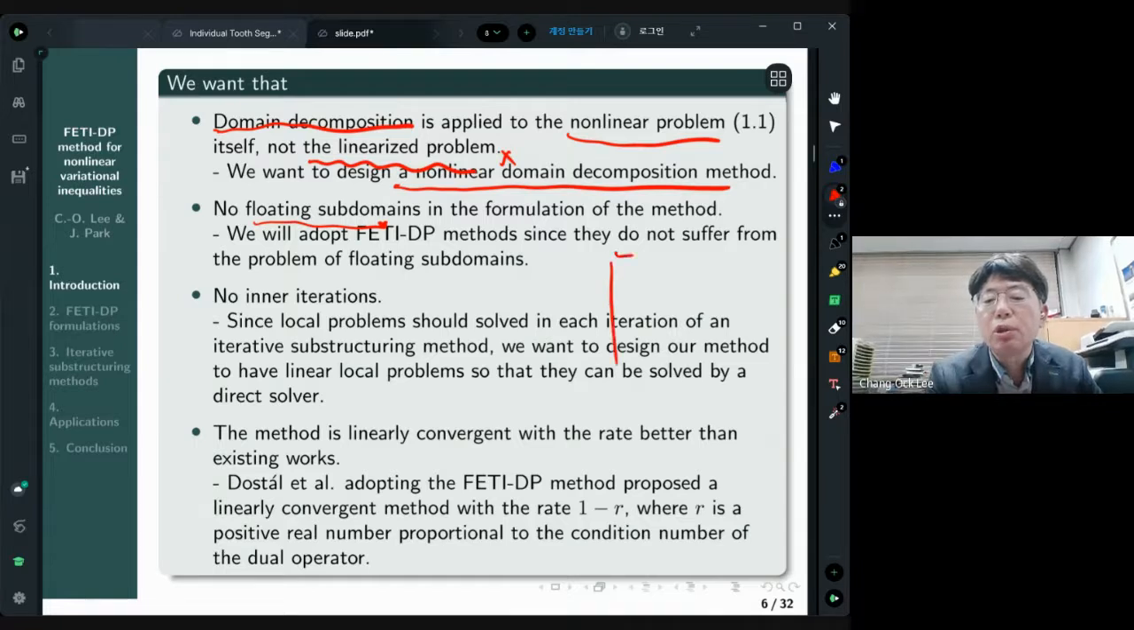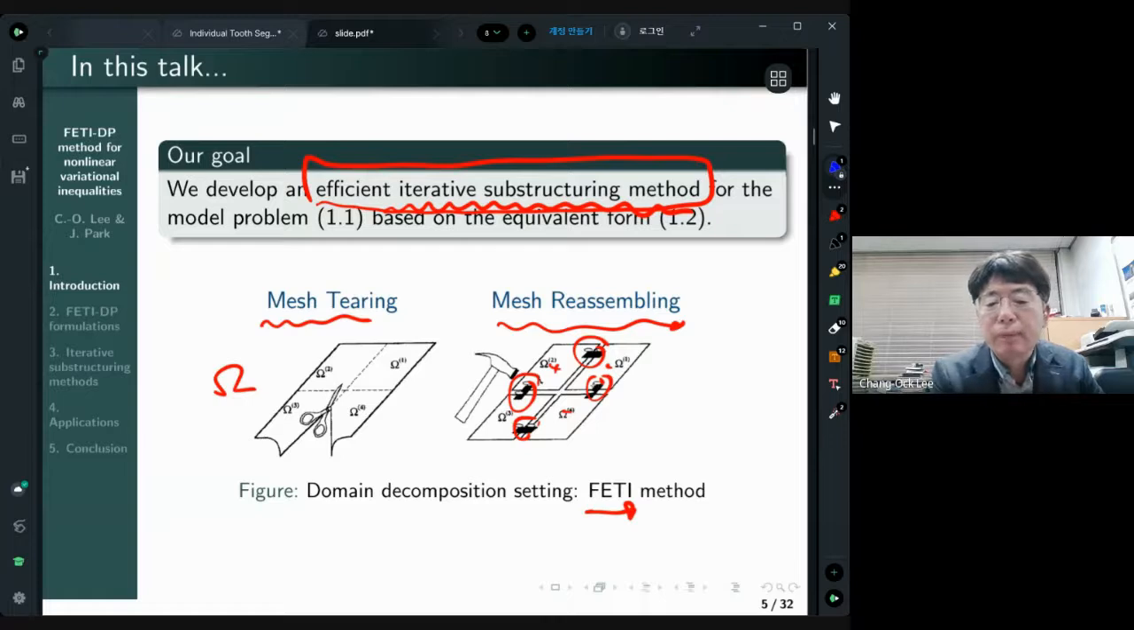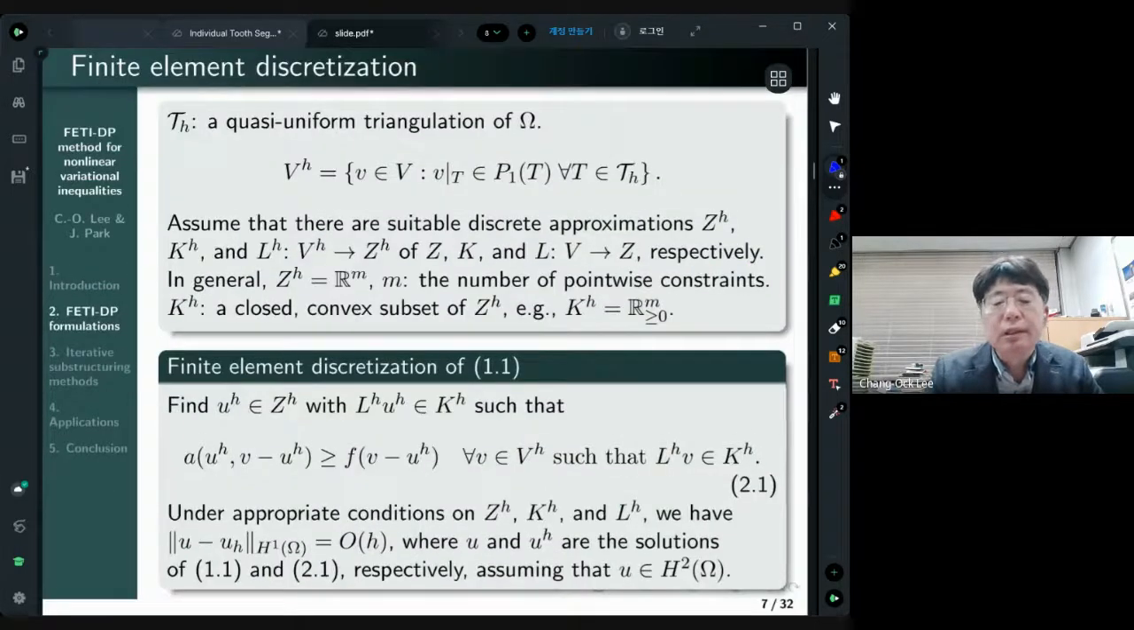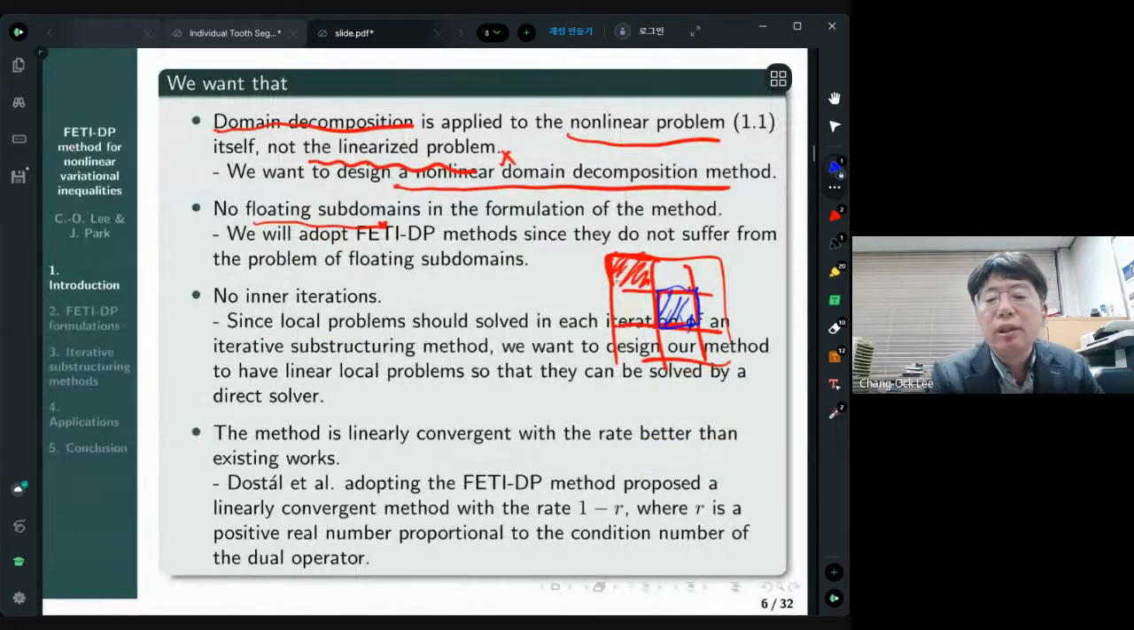And one more thing we want is that we don't want to have floating subdomains. Suppose that we have several subdomains. For example, this domain is connected to the original boundary, but if you look at this part, this domain is not connected to the original boundary. So we call this a floating subdomain. If you see the previous FETI method, it produces floating subdomain problems if you have more and more subdomains. So we want to remove these floating subdomain problems. Instead of the FETI method, we apply the FETI-DP method. Let me say what the FETI-DP method is later.